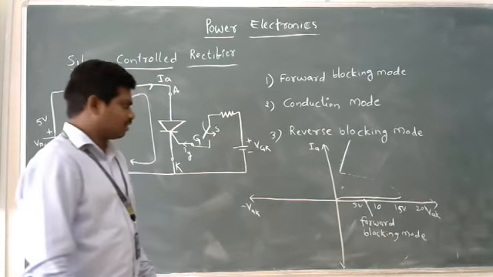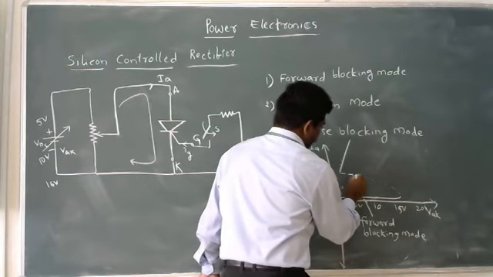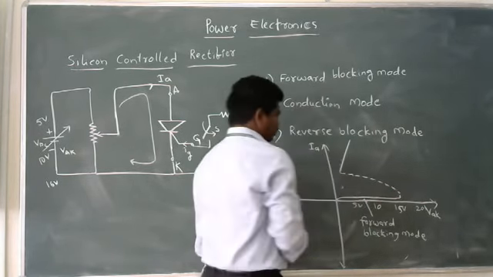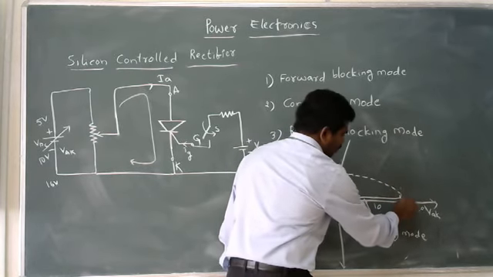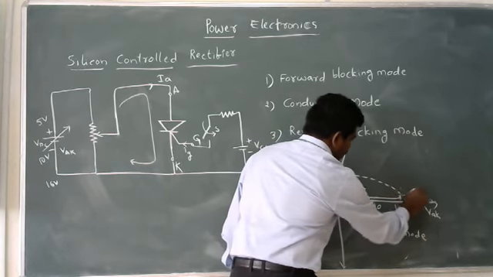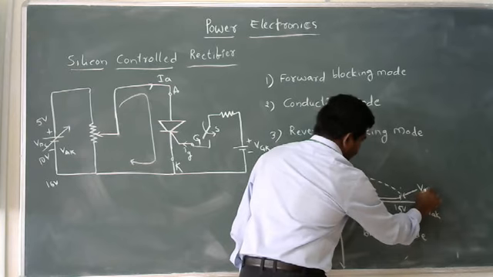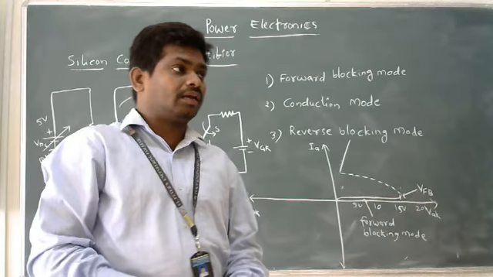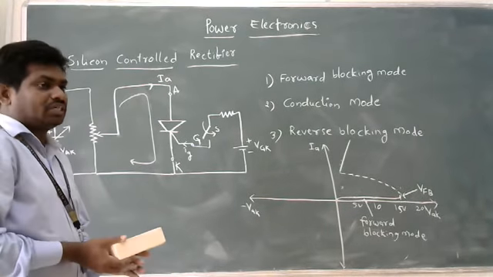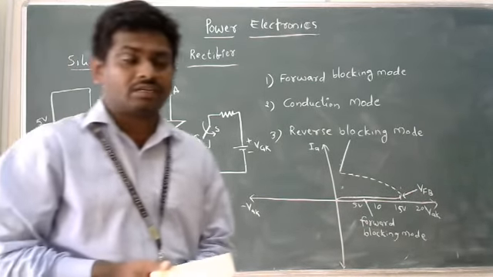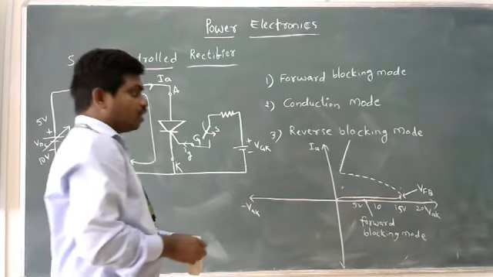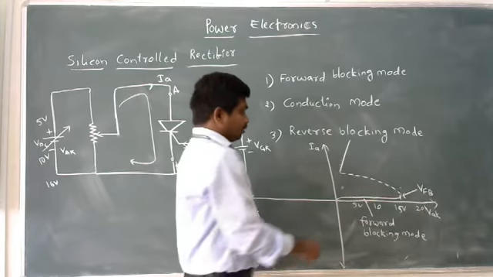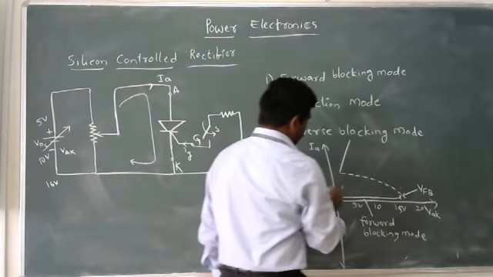These characteristics take place. This voltage is called VFB. The voltage at which the SCR device comes into the conduction state from the forward blocking state is called the forward breakover voltage. This is called forward breakover voltage.